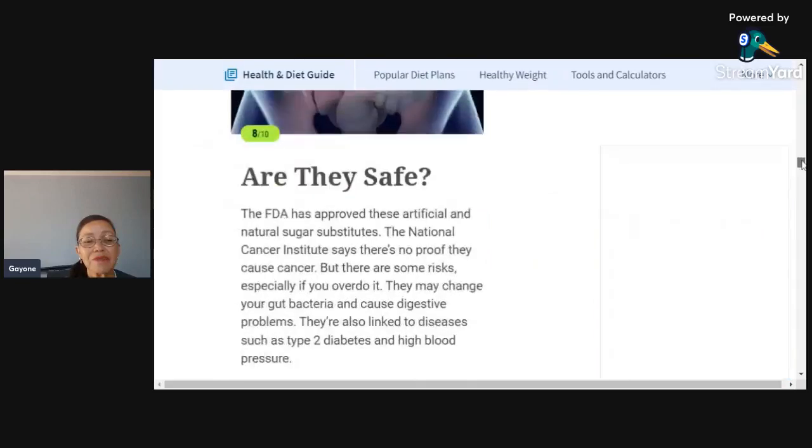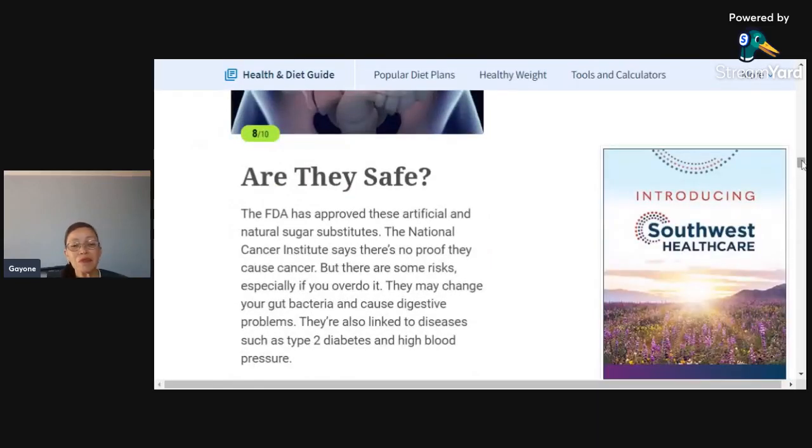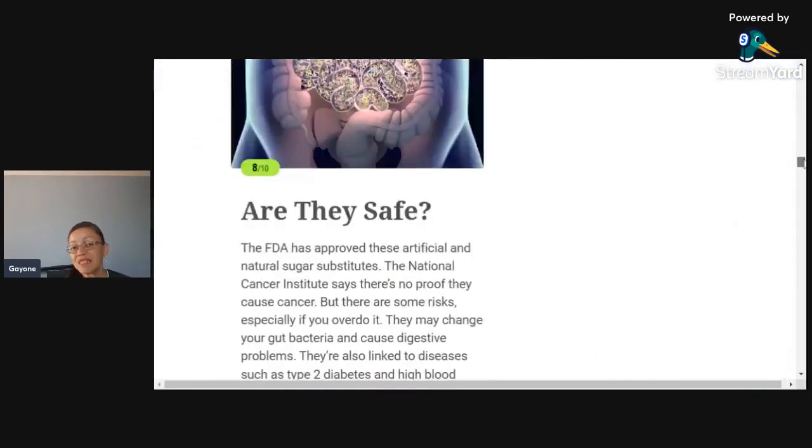Are they safe? The FDA has approved these artificial and natural sugar substitutes. The National Cancer Institute says there's no proof they cause cancer, but there are some risks, especially if you overdo it. They may change your gut bacteria and cause digestive problems. They're linked to diseases such as type 2 diabetes and high blood sugar, high blood pressure.